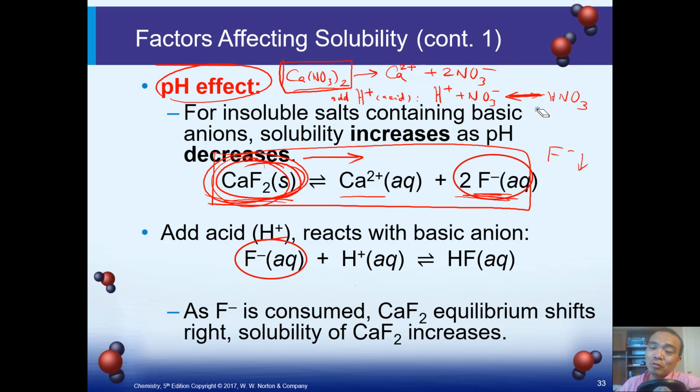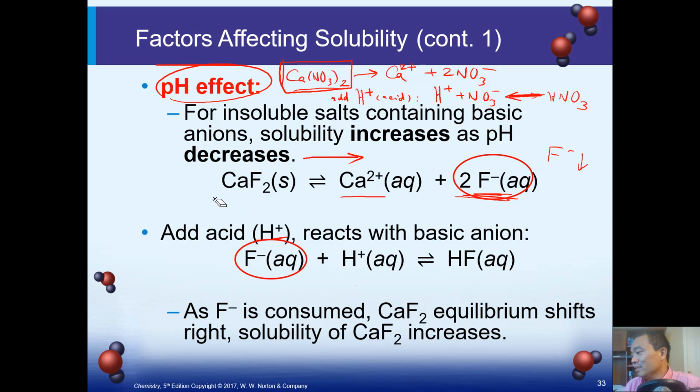So the conclusion for the pH effect on calcium fluoride and on calcium nitrate is totally different. If you decrease the pH of a CaF2 solution, then the solubility of CaF2 will increase. But for calcium nitrate, the pH will have no effect on its solubility. All right. So those are the two factors affecting the solubility.